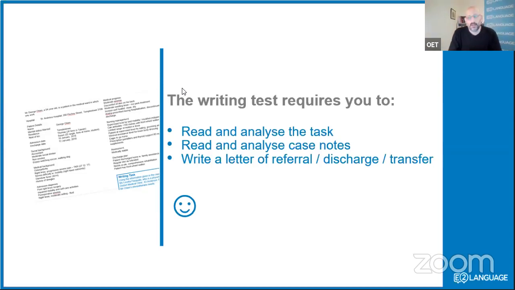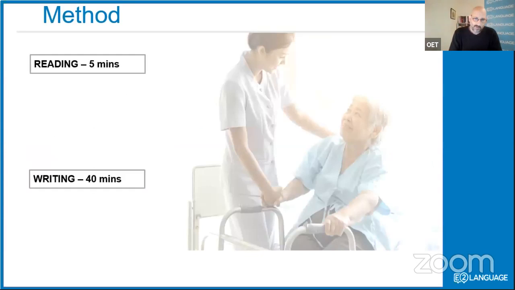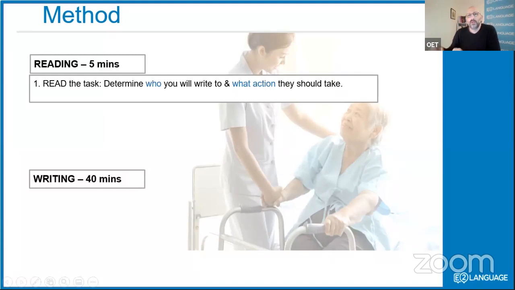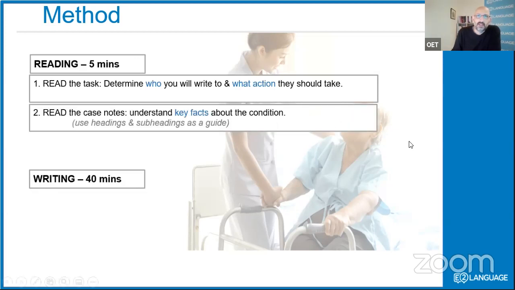45 minutes is the time that you have, broken down into 2 distinct blocks, the 5 minutes of reading time and the 40 minutes of writing time. In the 5 minutes of reading, you get to read the task, you work out who you're going to write to and what action they need to take. You need to read the case notes to understand key facts about the patient's condition. You'll use the headings and the subheadings to guide you.